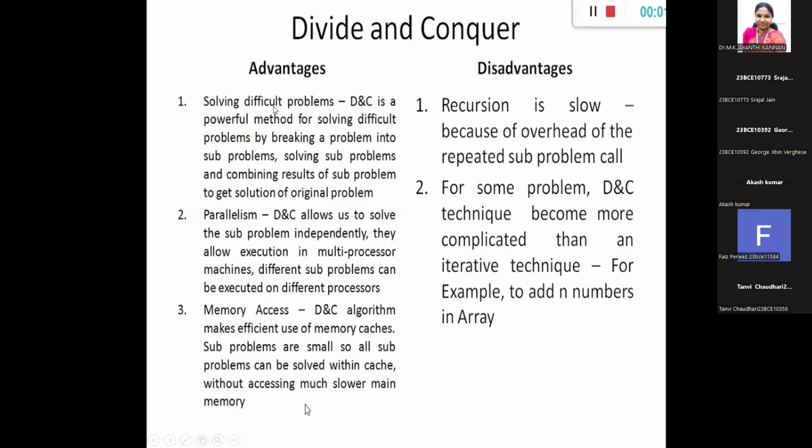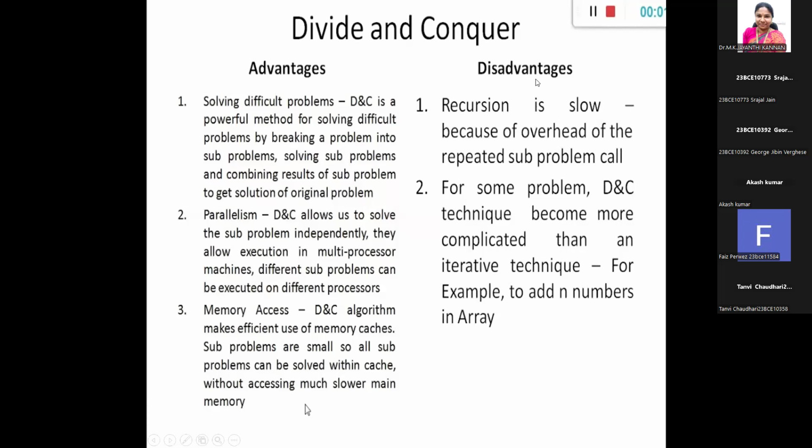In divide and conquer technique, we are getting the benefits of solving difficult problems by subdividing and getting the solutions. And here the parallelism is used. So the parallel processing happens. The subproblems are processed parallelly, or the subproblems are running parallelly using different processes. And memory caches are used to subdivide the split, solve, and merge process. So those are all the advantages of divide and conquer technique.